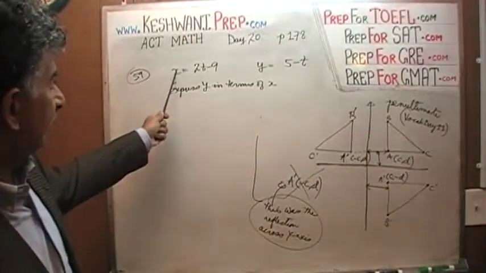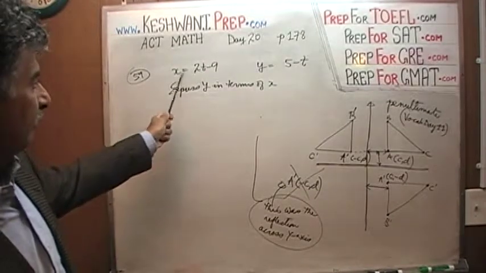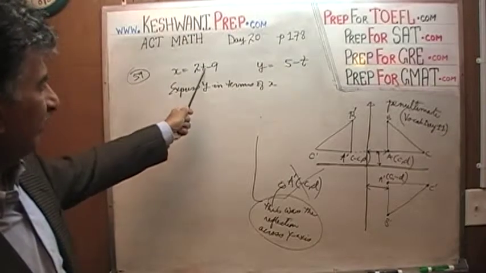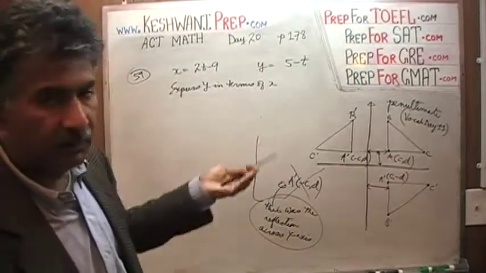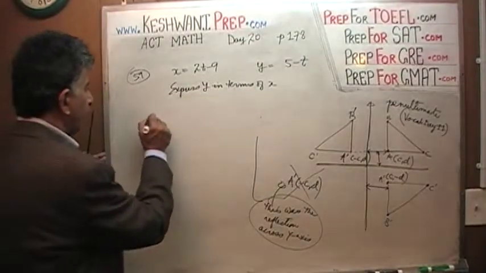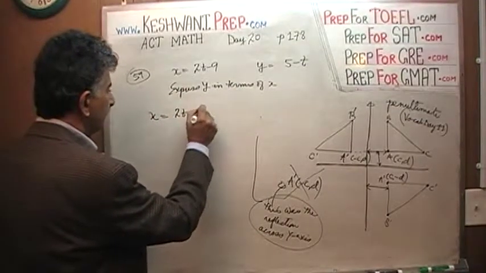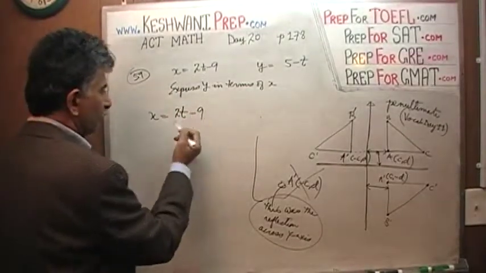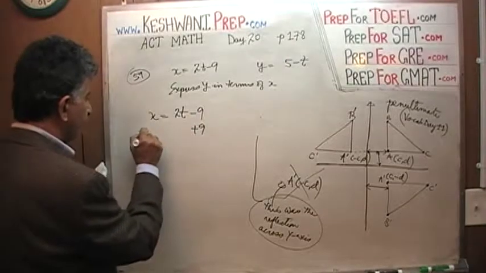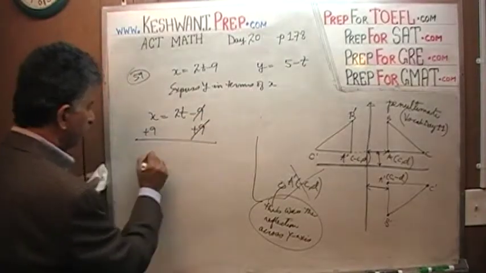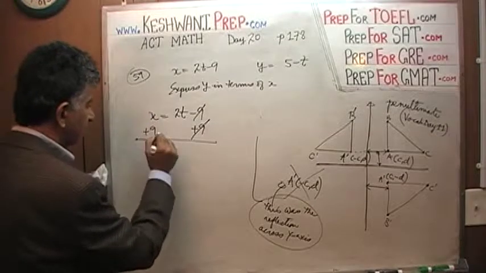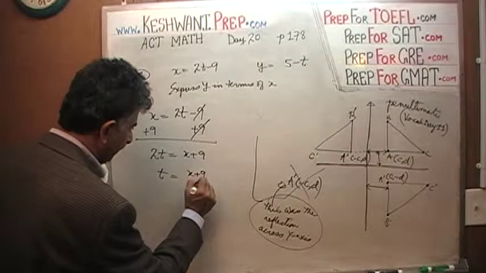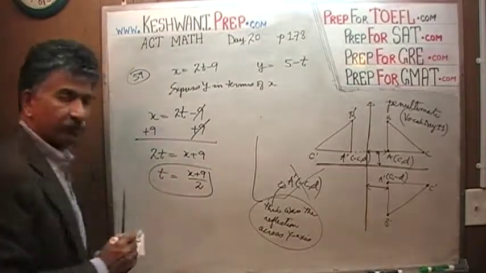We have to express y in terms of x. We're going to first solve this equation for t. Once we find the value of t, expressed in terms of x, we're going to put it back in there and that's it. So let's find it. x equals 2t minus 9. We want to solve for t, so let's add 9 to both sides. This 9 is going to cancel out and we end up with 2t equals x plus 9. And therefore t is going to be (x plus 9) over 2.